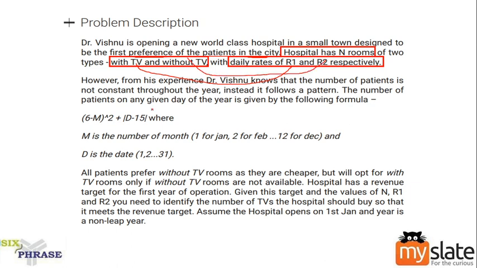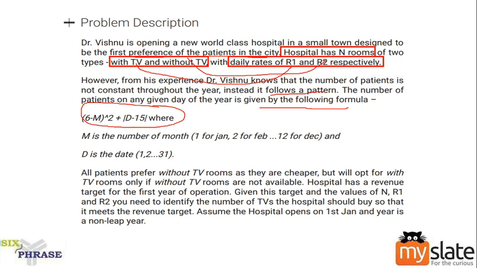Look at the next thing they are telling you here. However, from his experience, Dr. Vishnu knows that the number of patients is not constant. So every day the number of patients will change and it follows a pattern. The number of patients on any day is given by this formula. We'll come back to this point, guys. Before that, let us finish the data about rooms. What do we know about rooms? We have n rooms in the hospital, with the TV and without a TV, and their rates are R1 and R2.